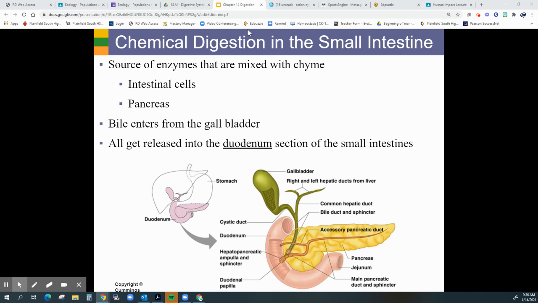Okay, chemical digestion in the small intestine. We just talked about this. We have the enzymes mixing with that. Those enzymes are coming from both the intestinal cells as well as the pancreas. Bile is going to enter through here from the gallbladder. The gallbladder simply stores bile from the liver, and then secretes it into the duodenum when we need it. It's released into there when the duodenum senses that it has food in there.